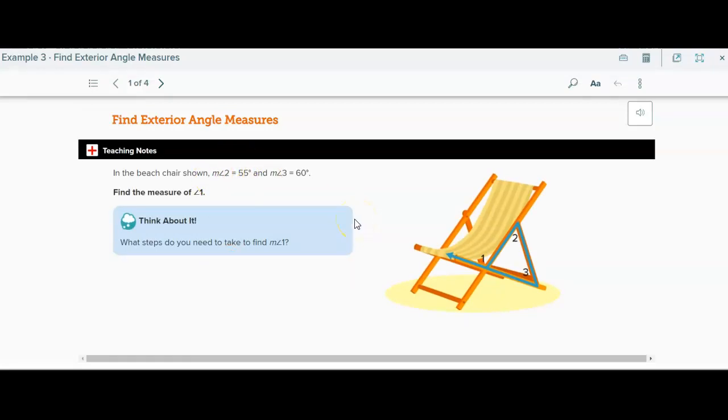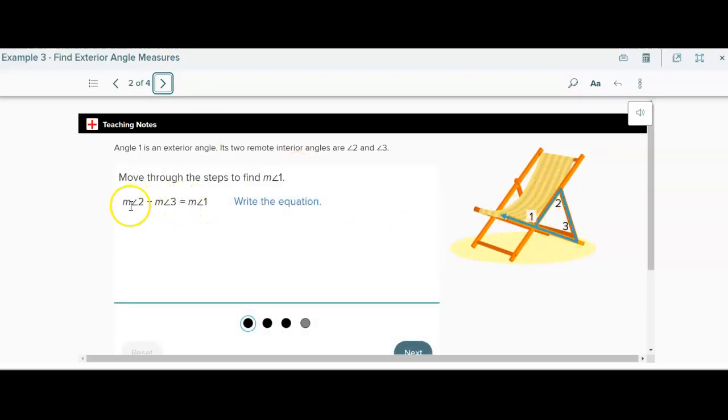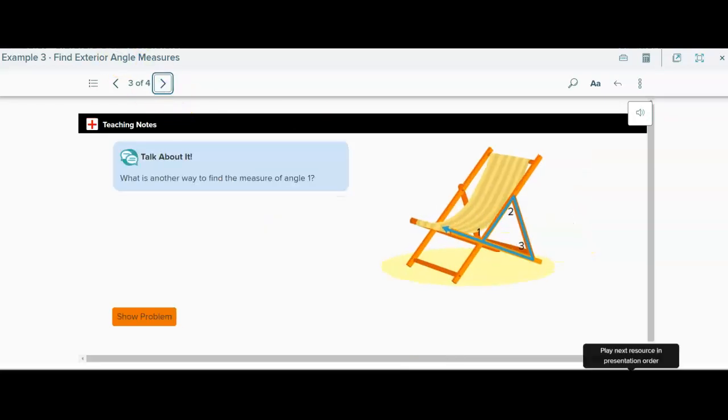So here's a beach chair. The measure of angle 2 is 55, angle 3 is 60. What's the measure of angle 1? Well, here's an exterior angle, and these are both remote interior angles. So exterior, 2 remote interior, which means that 2 plus 3 equals 1. So 55 plus 60 is the measure of angle 1, which is the same number as the last problem, 115 degrees. So the measure of angle 1 is 115 degrees. So you can always find an exterior if you know the two remote interior angles.